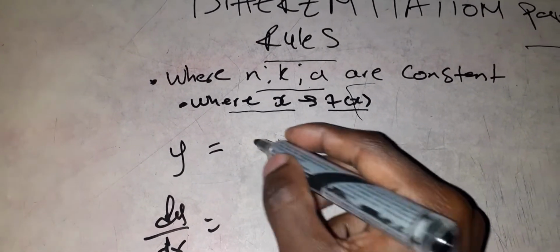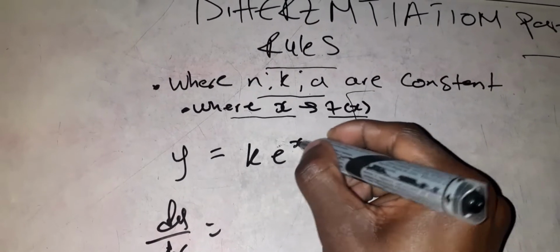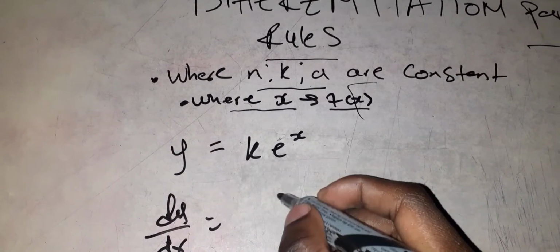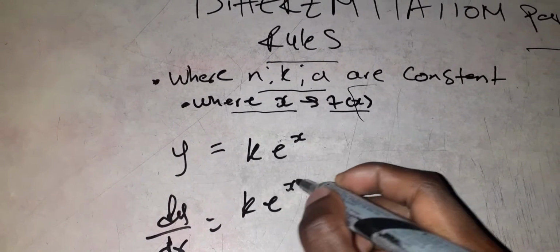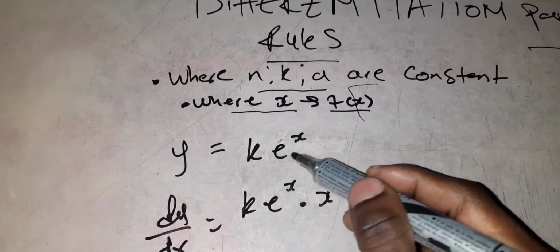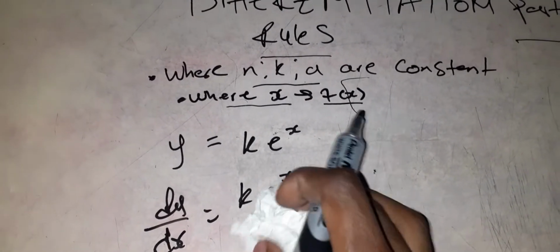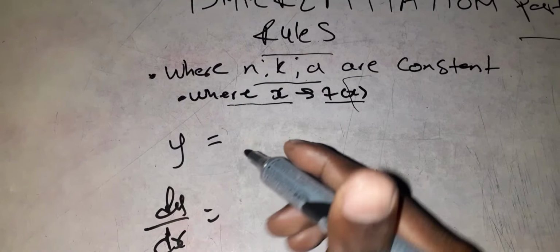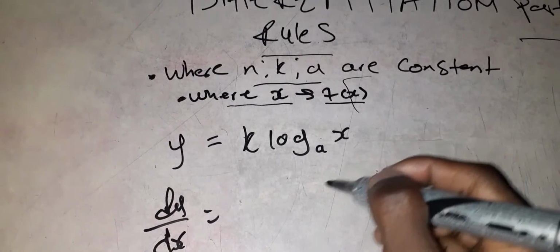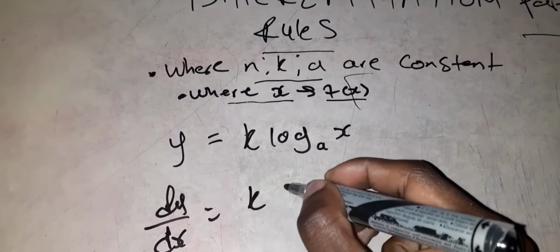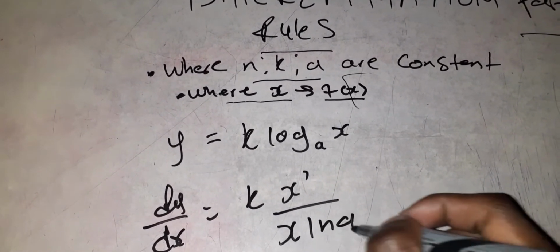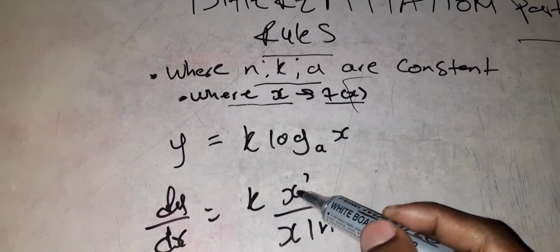So let's come to logs. If we have k e to the power of x, this is the simplest law you can ever find, because you just copy it exactly as it is, then you multiply by the derivative of x. This is all that you need to do whenever you are faced with a situation where you have e to the power of x. Okay, let's look at k log of x to the base a, then its derivative will be k, then the derivative of x over x multiplied by ln of a. Remember that we said provided that x is your f of x.